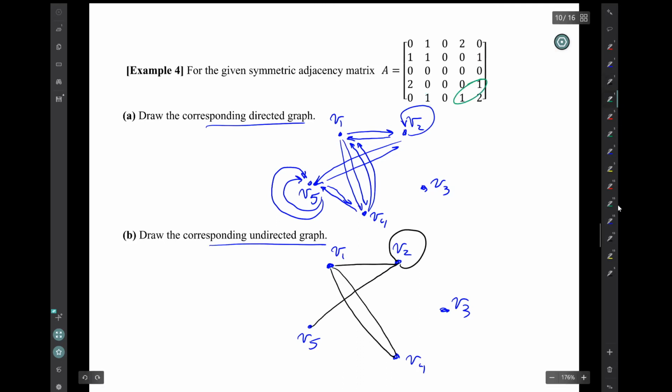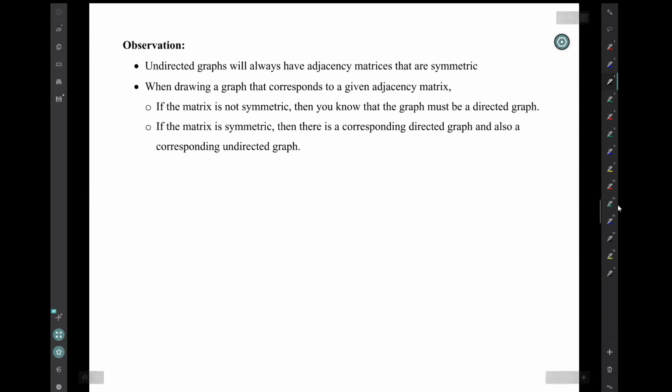These matrix entries correspond to the 1 edge that connects vertex 5 to vertex 4. And finally, this matrix entry corresponds to the 2 loops at vertex 5. So there's the undirected graph that corresponds to that same adjacency matrix. So again, if an adjacency matrix is not symmetric, then the graph can only be a directed graph. But if the adjacency matrix is symmetric, then there's both a corresponding directed graph and a corresponding undirected graph.